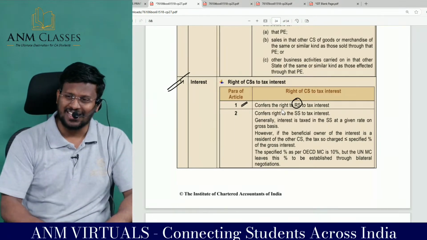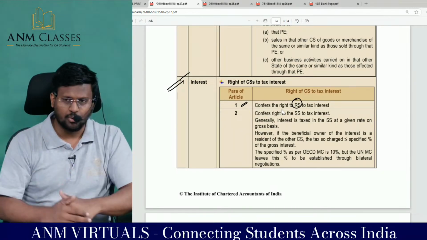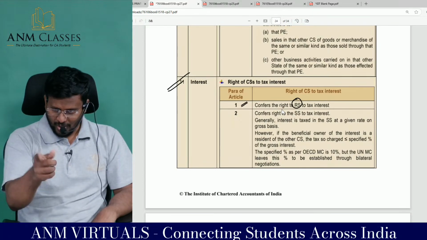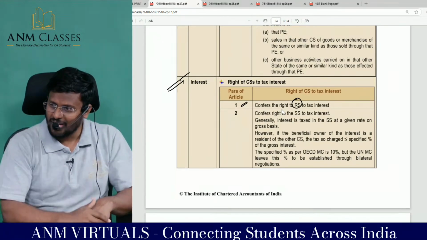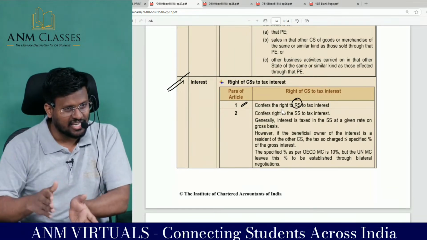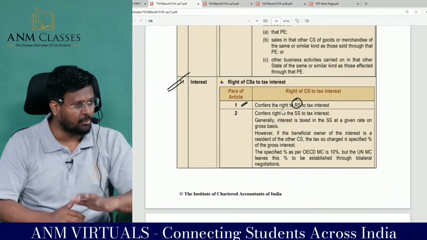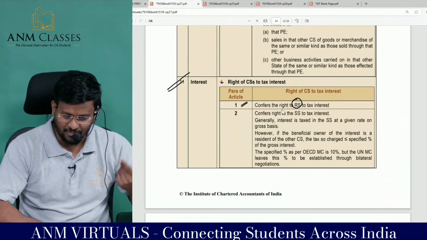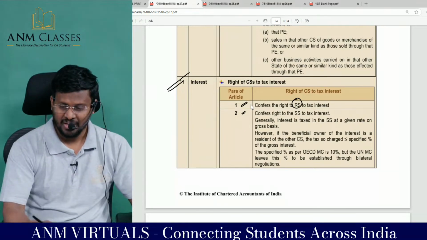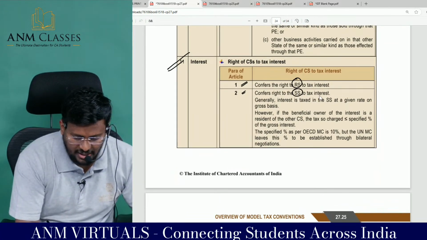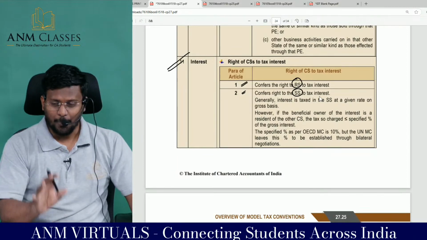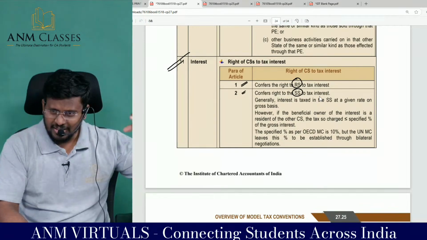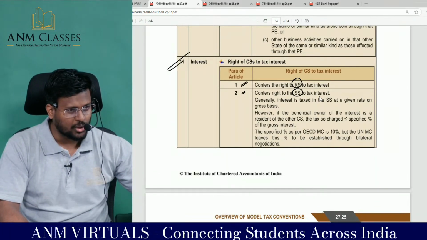Now the UN model tax convention is asking: if you are giving everything to the resident state, then what am I here for? You should give to me also. Don't give everything to the resident state; if everything goes to the resident state, that is the OECD model. So para number 2 has been introduced, conferring the right to tax the interest on the source state. Para number 2 is saying: we are giving the right to tax the interest income even to the source state also.